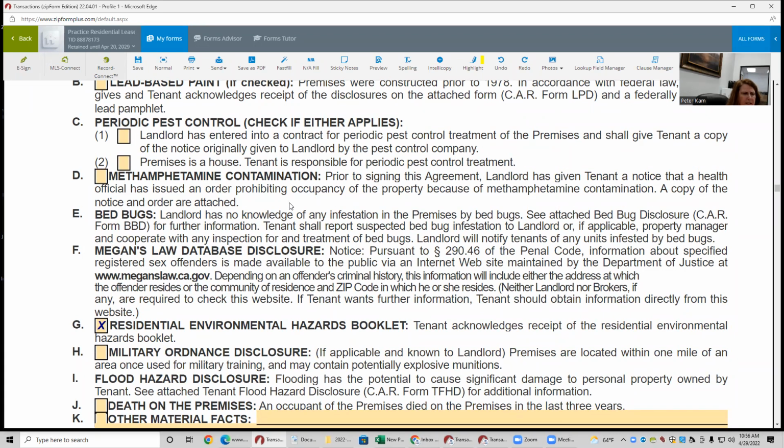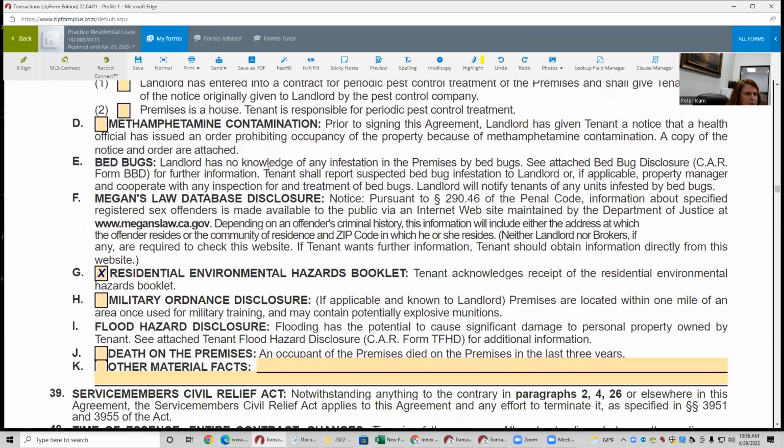Methamphetamine contamination, I know I'm not saying that word right, but I've never really seen this box checked. If that's the case, go ahead and check it. That is for the landlord to let you know. Bed bug disclosure is already going to be part of your disclosure package.